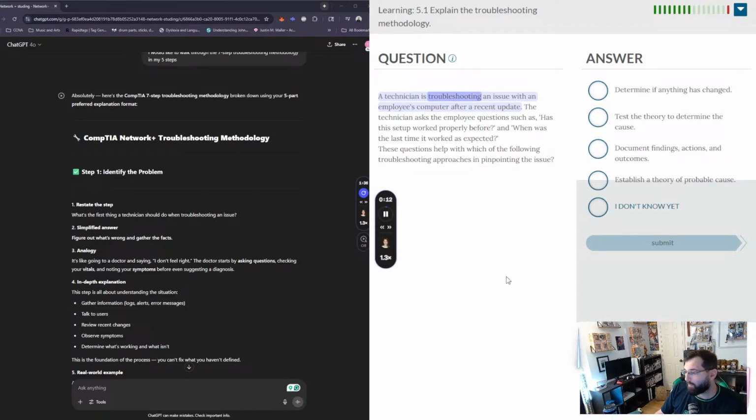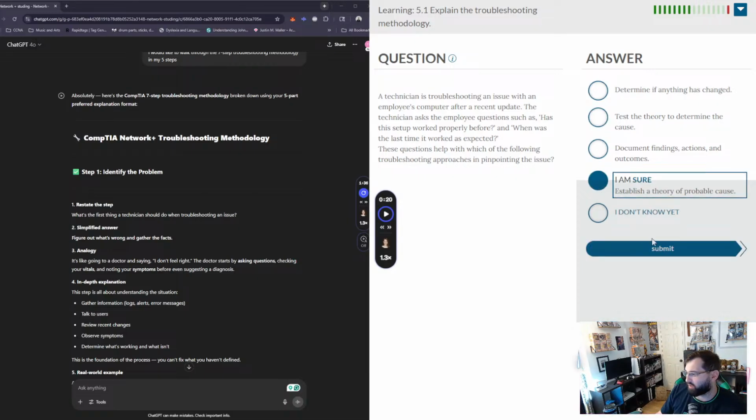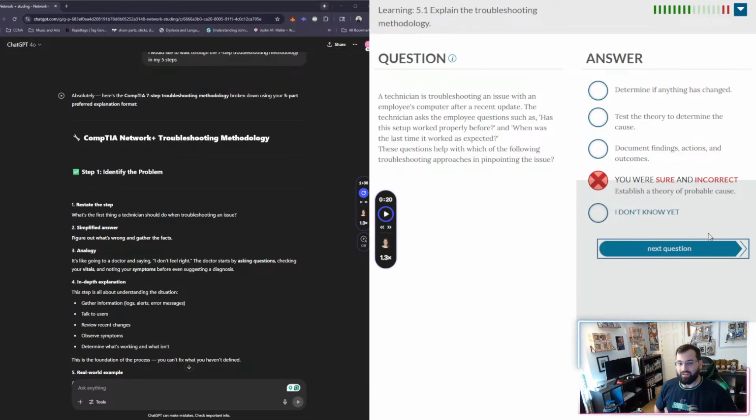A technician is troubleshooting an issue with an employee's computer after a recent update. The technician asks the employee questions such as, "Has this setup worked properly before?" and "When was the last time it worked as expected?" These questions help with which of the following troubleshooting approaches in pinpointing the issue? Okay, so we're determining if anything's changed. Testing the theory. No, we're establishing a theory of probable cause.